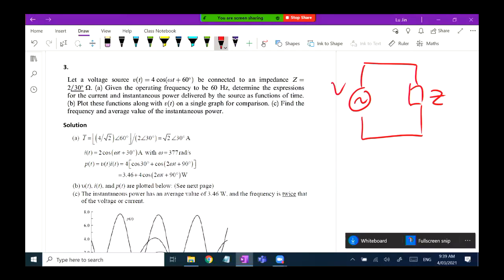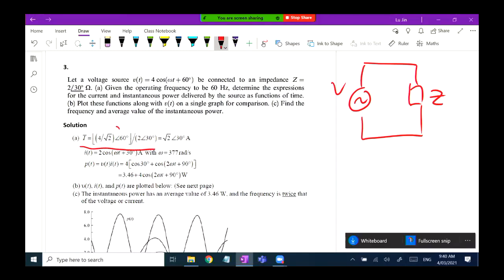And question A is asking us, given the operating frequency to be 60 Hertz, please determine the expression for the current and the instantaneous power delivered by the source as a function of time. And I think that the current should be pretty simple. Using one single Ohm's law, or if you want, you can use the KVL. Okay, that matters for this simple question. So we are able to determine the current in the circuit. Actually, in the solution, we are using Ohm's law. Current equals voltage divided by the impedance.